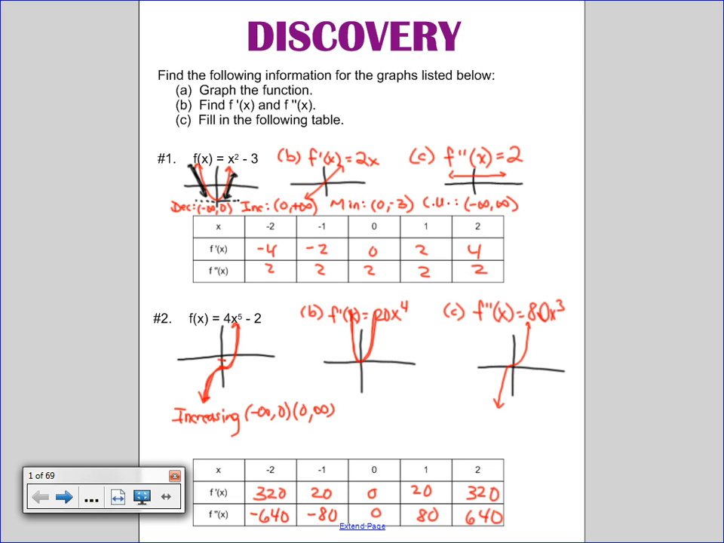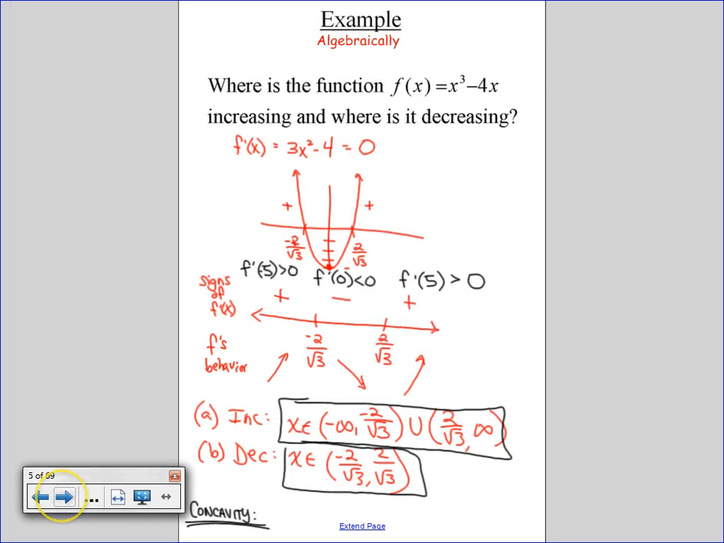Do you see a correlation? Positive f double prime, concave up. Negative f double prime, concave down. F double prime 0, maybe an inflection point, come back. So if I needed my f prime for my increasing, decreasing, I'm going to need my f double prime for my concave up, concave down.